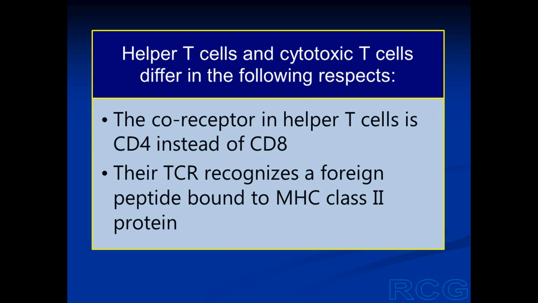The differences between helper T cells and cytotoxic T cells are, the co-receptor in cytotoxic T cells is CD8, but the co-receptor in helper T cells is CD4. And secondly, the receptor of the cytotoxic T cell recognizes a foreign peptide which is bound to MHC1 protein, whereas the T cell receptor of helper T cell recognizes a foreign peptide bound to MHC2 protein.